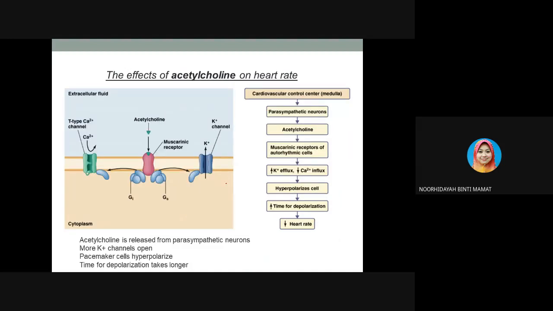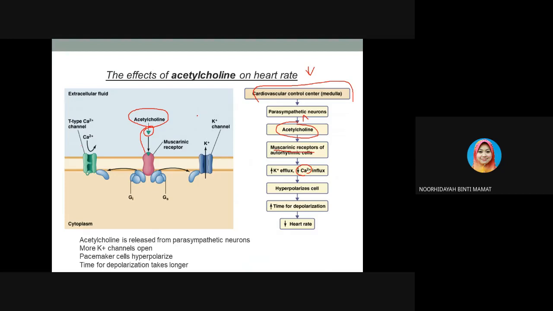So the effect of the acetylcholine hormone on the heart rate: it will decrease the heart rate. It is detected by the cardiovascular control center, and it will release the acetylcholine hormone by the parasympathetic neuron. From here, it will bind to the receptor, the type C calcium channel. Sorry, the receptor here. The acetylcholine will bind with the receptor, which is the muscarinic receptor here. So it will cause the potassium channels to open, and will decrease the calcium influx.